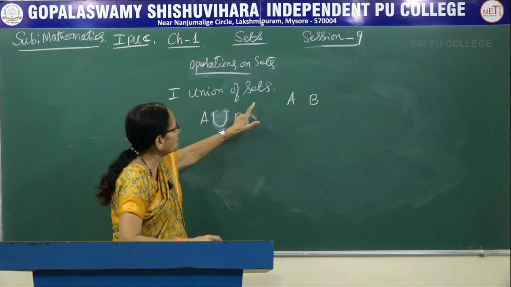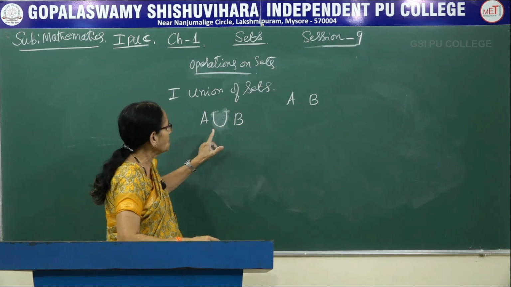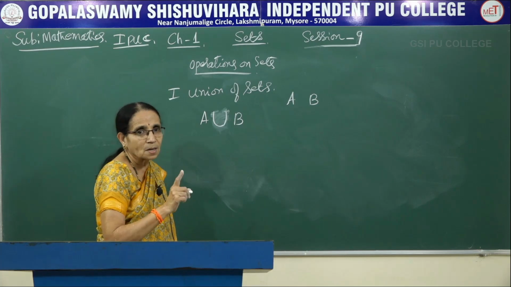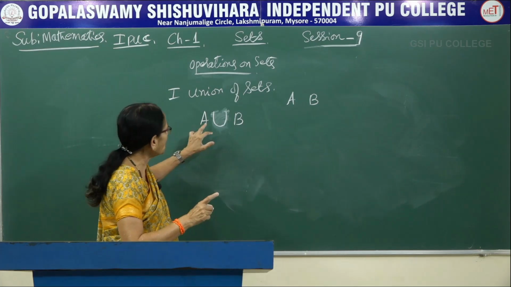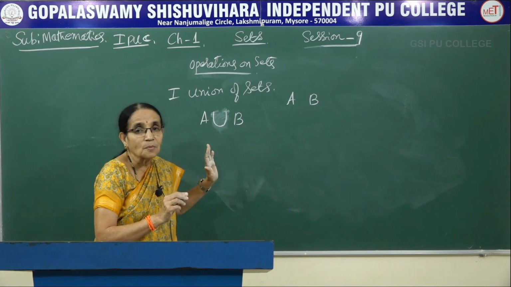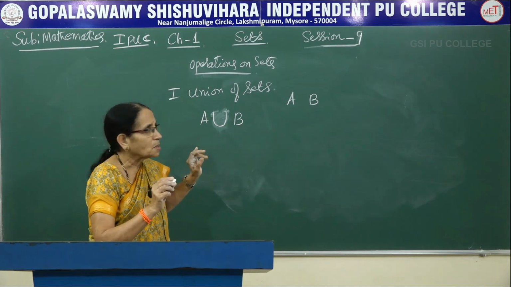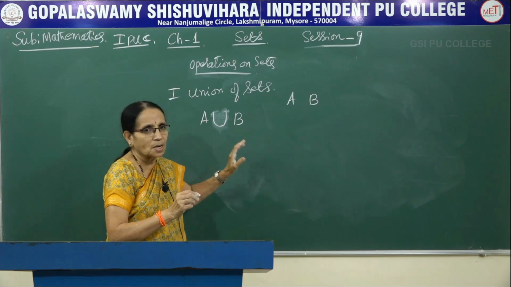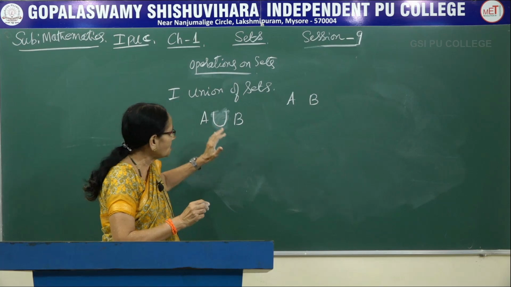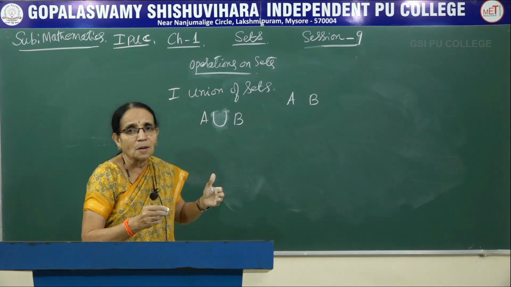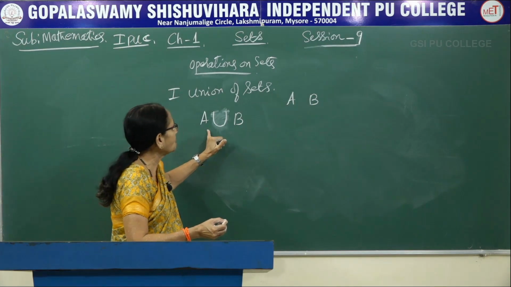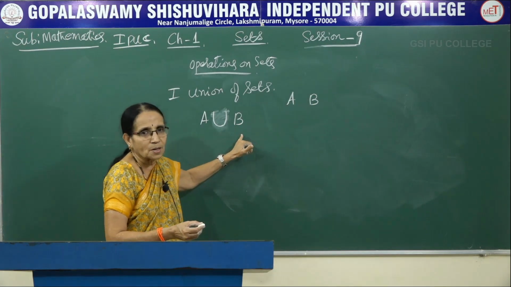The union of two sets A and B, denoted by A union B, is a set which contains all the elements of A and all the elements of B. That's why we call it union. This is the notation for the union. It is a set, which means it is again another collection containing all the elements of A and all the elements of B.